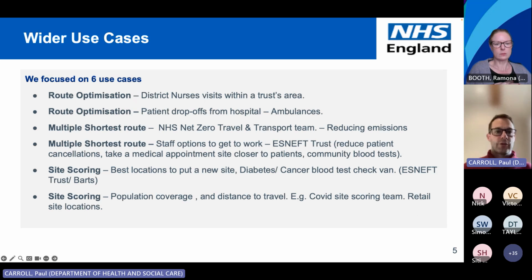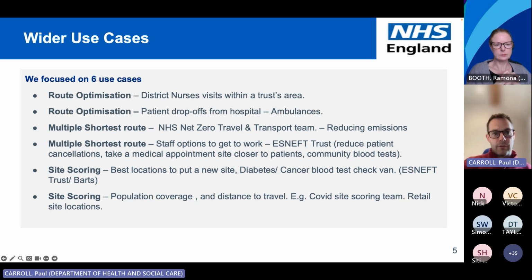All in all, we focused on 6 use cases, and we tried to pare these down to 3 different types of algorithm solving problems within coding. The first was route optimization, as I mentioned, so your traveling salesman problem. The second was multiple shortest routes. So you put in a target address and you see how far your list of patients or your list of staff work from the point that you're trying to measure. And the third was site scoring.